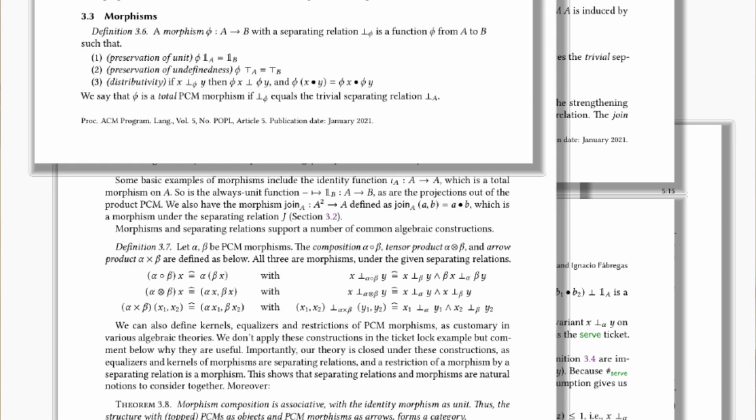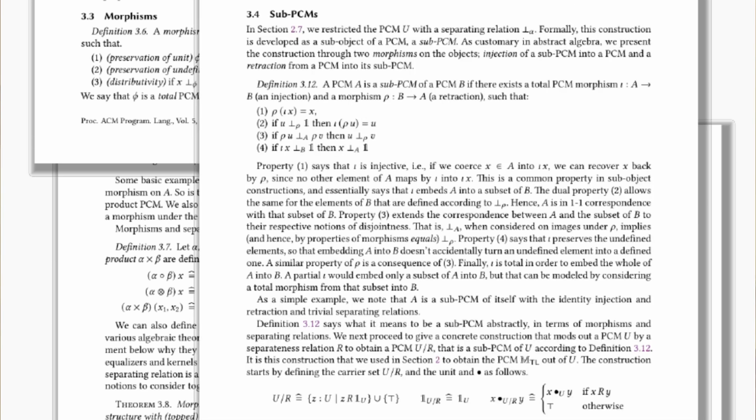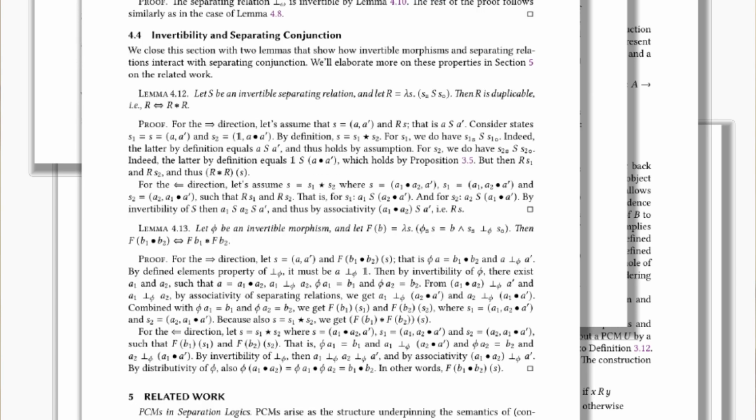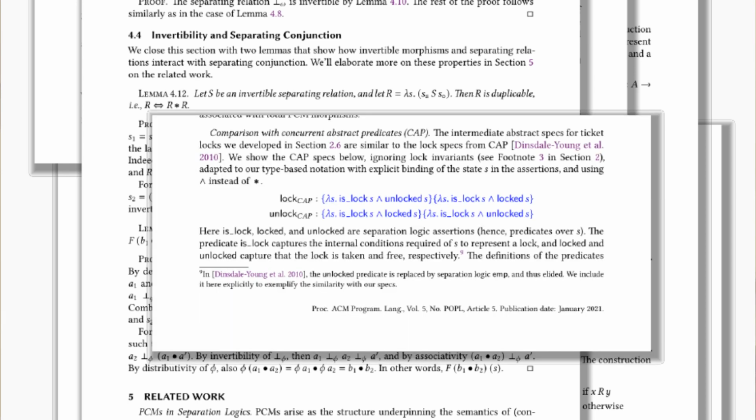Naturally, there is a formal definition of PCM morphisms and there are constructions involving morphisms starting with composition and products and ranging towards kernels and equalizers. With morphisms and separating relations, we can define sub-PCMs and their generic construction. Finally, there is a formal definition of invertibility, and we put invertibility into the context of standard treatment of separation logic, and in particular to concurrent abstract predicates, which are used in most modern separation logics.